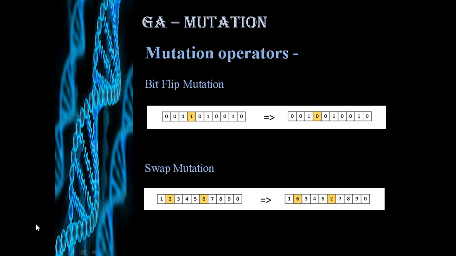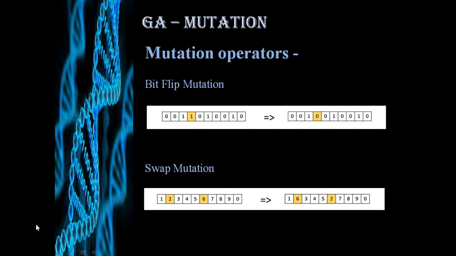First is bit flip mutation. Here is a diagram shown for bit flip mutation, and in bit flip mutation we select one or more random bits and flip them. Here you can see 1 is flipped to 0. So this is used for binary encoded genetic algorithms.